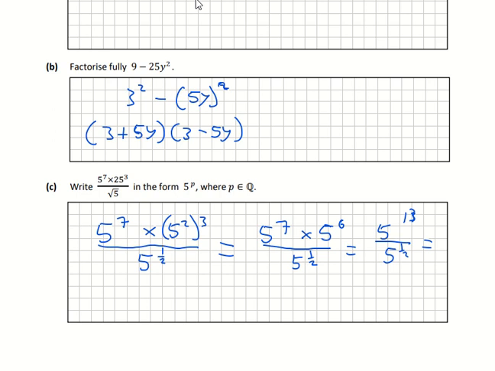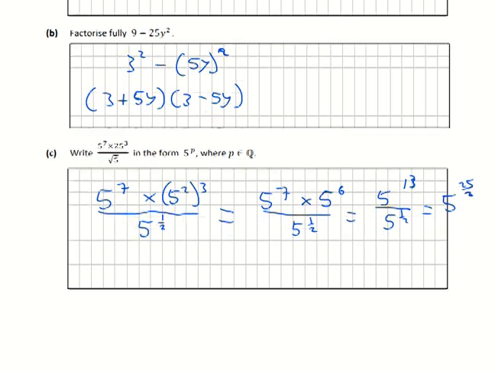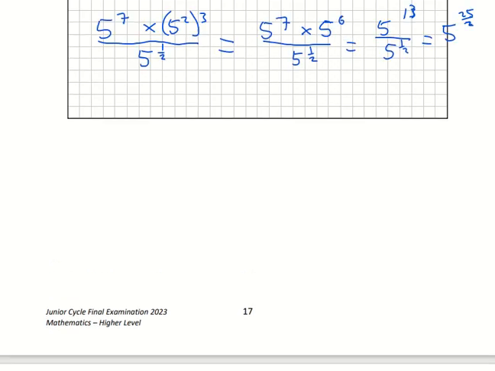And if you do that, and you can use a calculator if you need, you'll get 5 to the power of 25 over 2. 25 over 2 is the power. And that's it. And that's all for question 9.